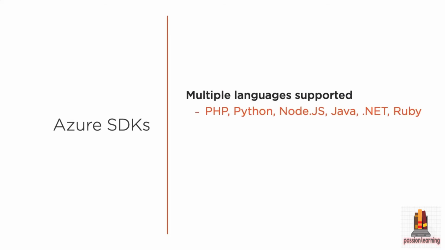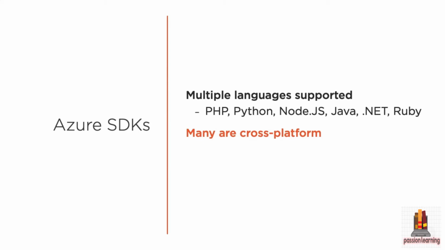Those SDKs support multiple languages. So as I said, this isn't just about Microsoft and .NET. They want everybody to be able to develop for Azure. So you're going to find SDKs for PHP and Python and Ruby, and of course Java and Node.js.